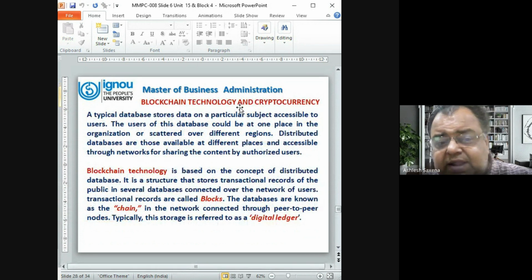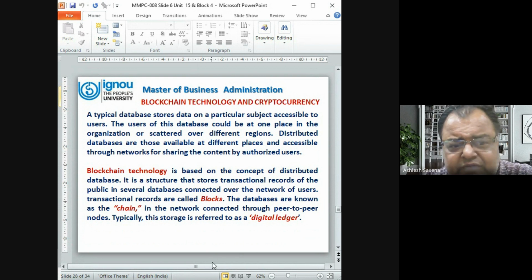Blockchain technology and cryptocurrency. You might have heard of these names. A typical database stores data on a particular subject accessible to users. The users of this database could be at one place in the organization or scattered over different regions. Distributed databases are those available at different places and accessible through a network for sharing the content by authorized users. Blockchain technology is based on the concept of distributed database.